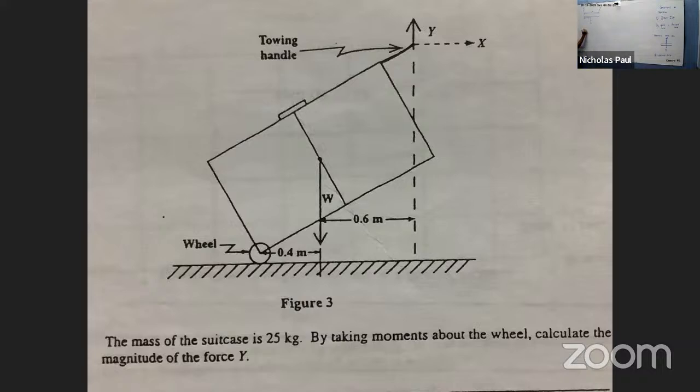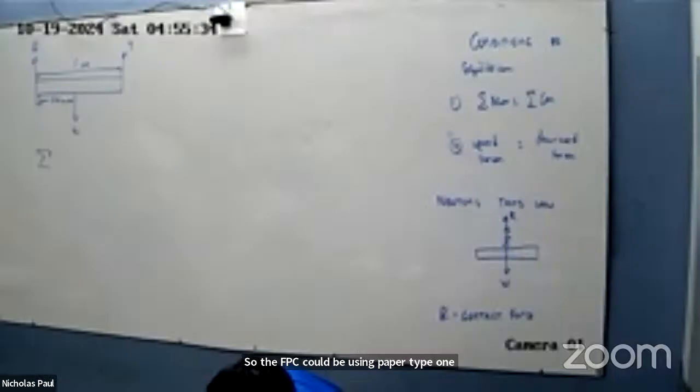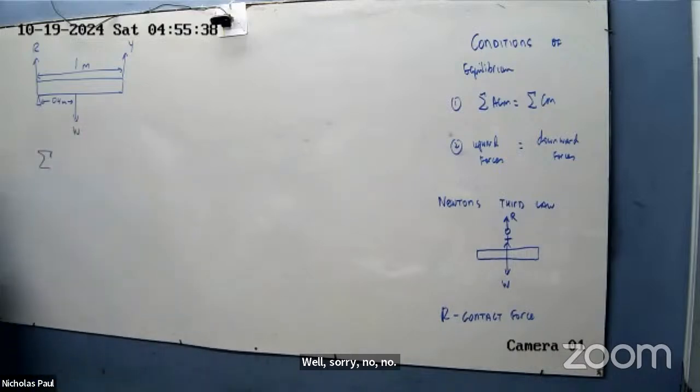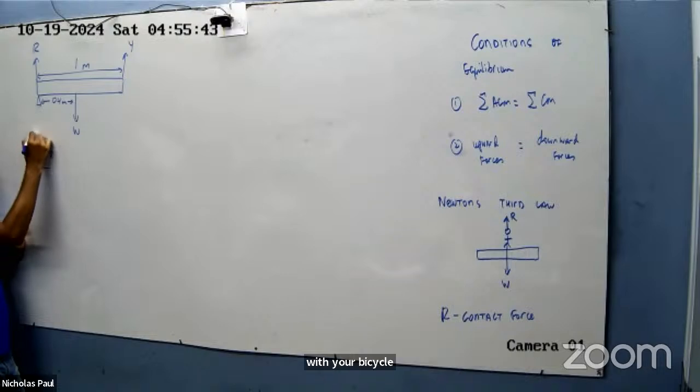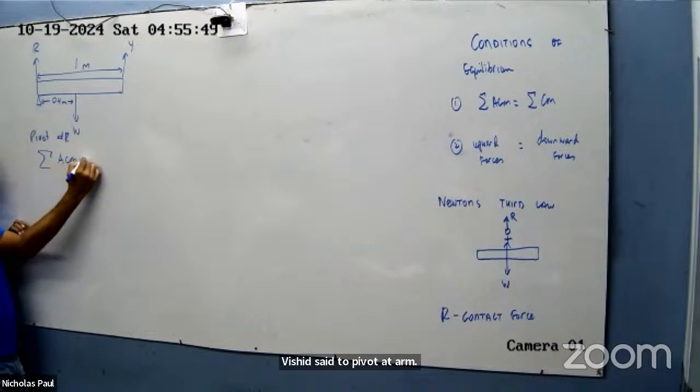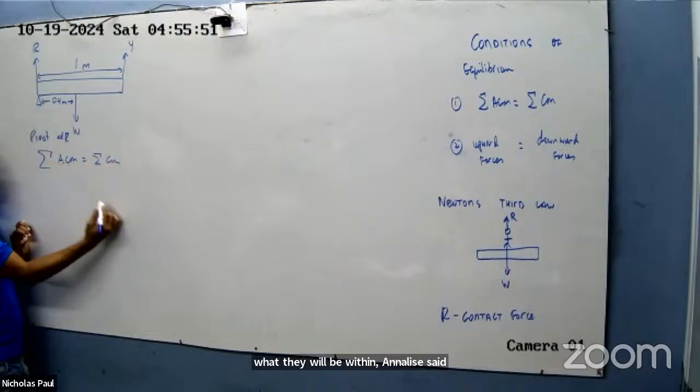Right, so Vishish, where's the pivot? Pivot at what? Oh, sorry, there was a 9. I forgot to take off this. Right, so your diagram should look just like the one with the bicycle. Pivot at R, Vichy said. What's the rule we're using? Annalise said anti-clockwise is equal to clockwise.